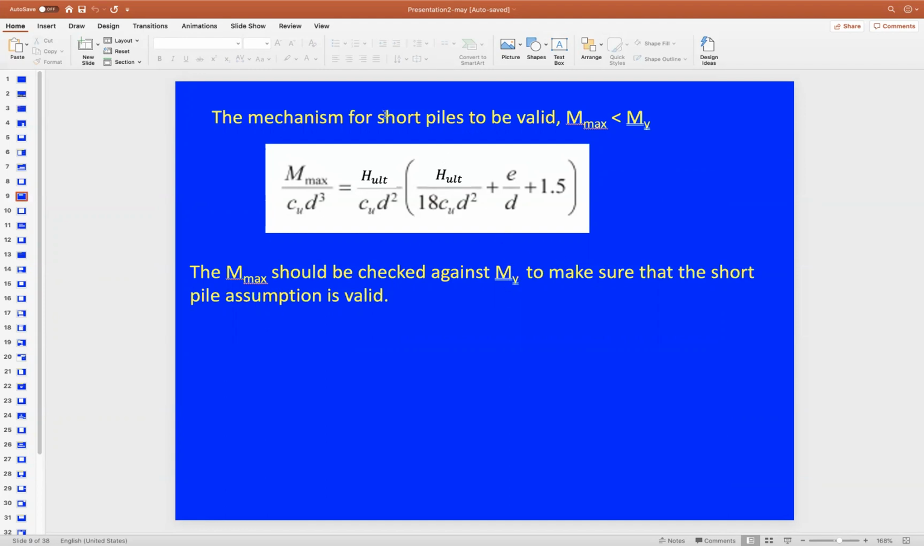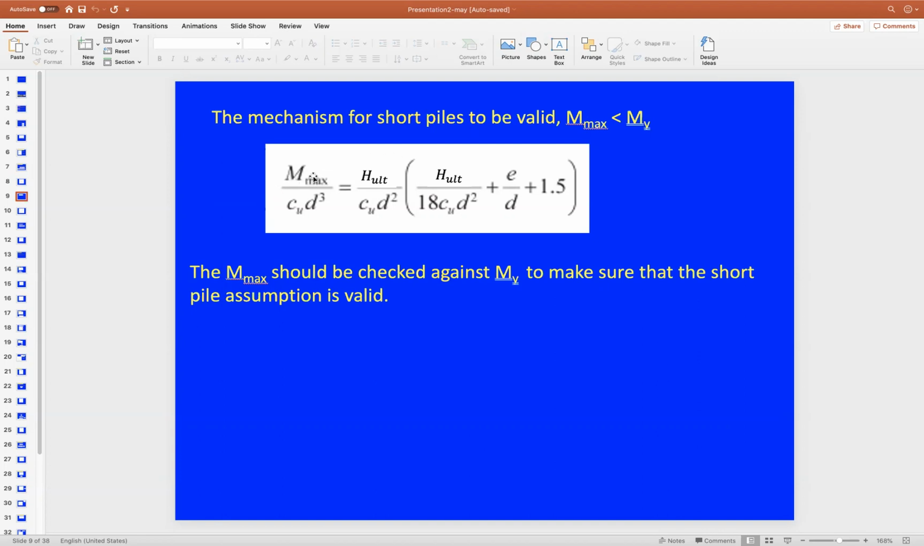Because for the short pile failure scenario, for these assumptions to be valid, we need M maximum to be less than My, okay? So you need to check that this is satisfied, because in most cases you will not be given which scenario you need to work with. So you need to determine if your failure scenario is occurring according to the short pile failure scenario or the long pile failure scenario, and that's by comparing the determined M maximum value with the given My, or the determined My value as well.